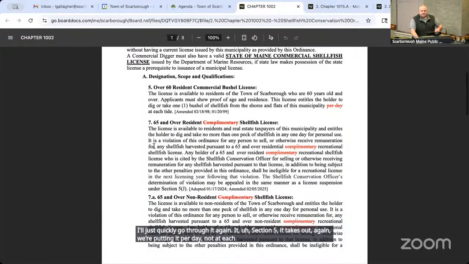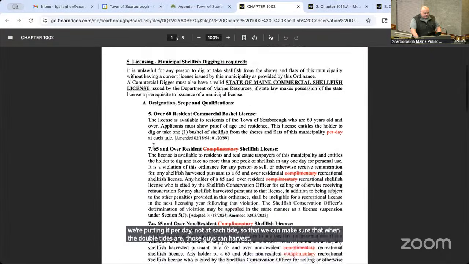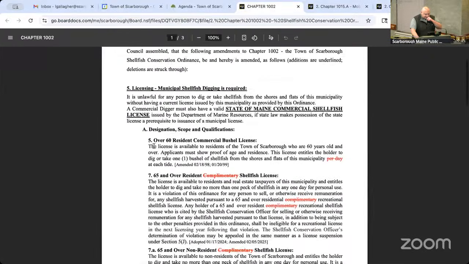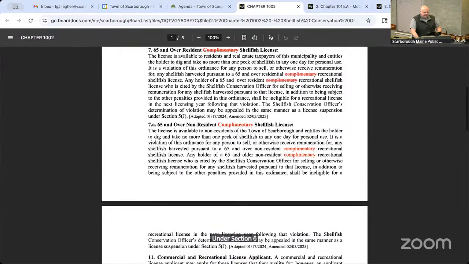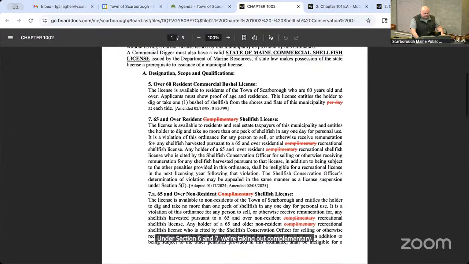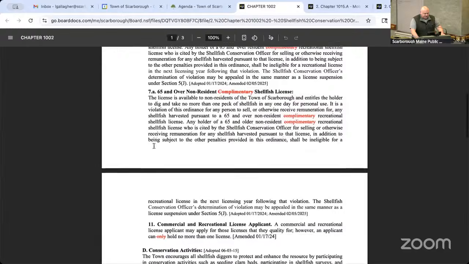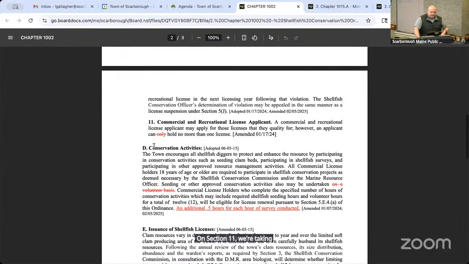Section 5, it takes out, again, we're putting it per day, not at each tide, so that when the double tides are, those guys can harvest. Under section 6 and 7, we're taking out complementary. On section 11, we're taking out only because it's a statement that they can only hold not more than 1 license.